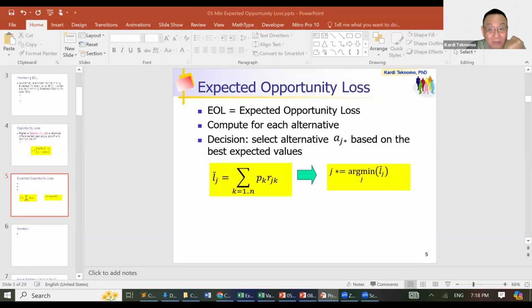Now because you have the probability, you multiply that probability with the regret. Because this regret is basically cost, instead of maximizing, you minimize it. So again, you use the minimum argument of this opportunity loss. Multiplying probability with the regret, you get the loss, and then you want to minimize the opportunity loss.